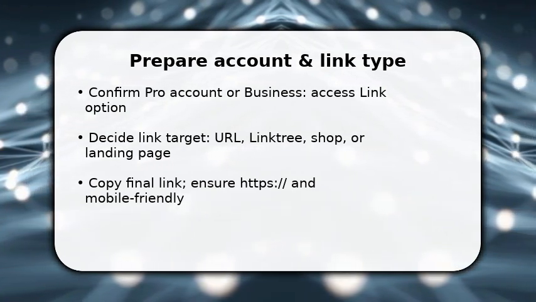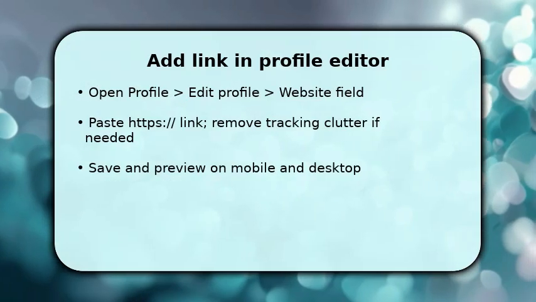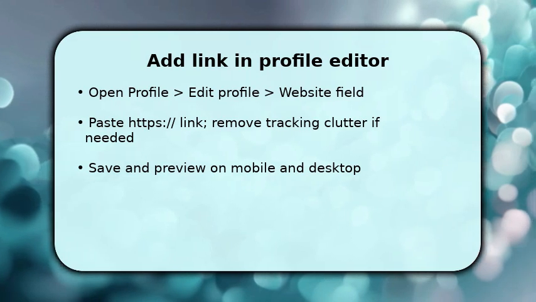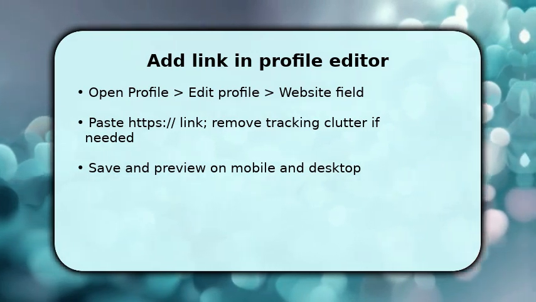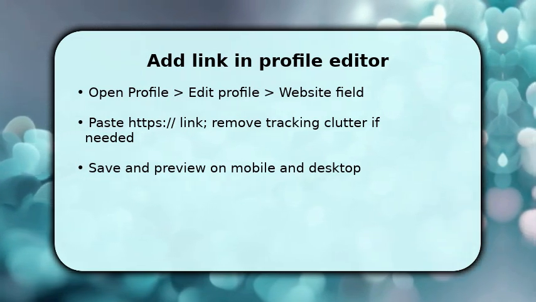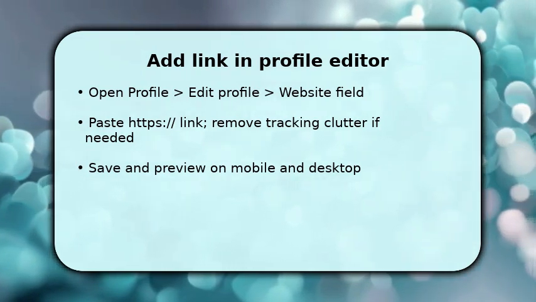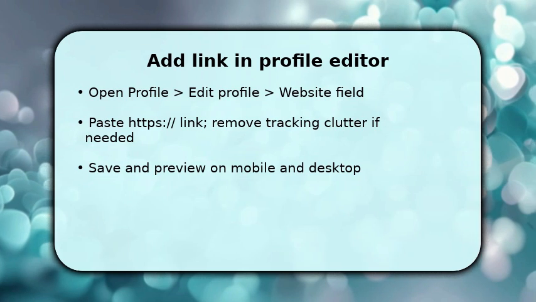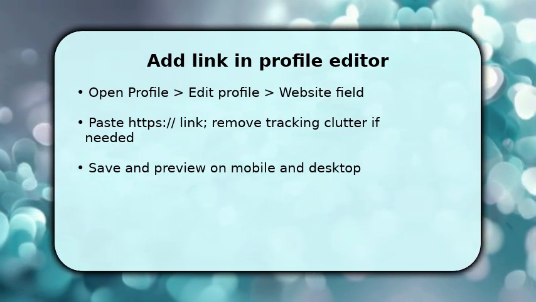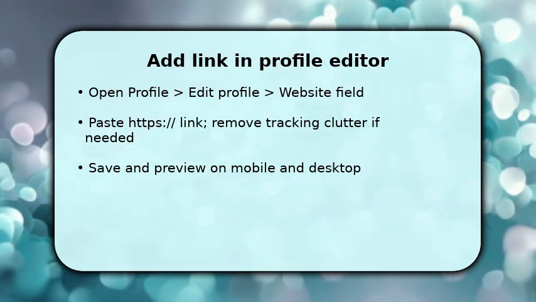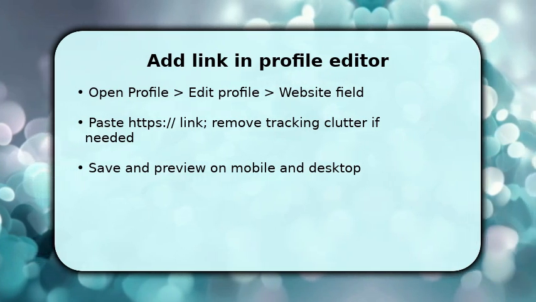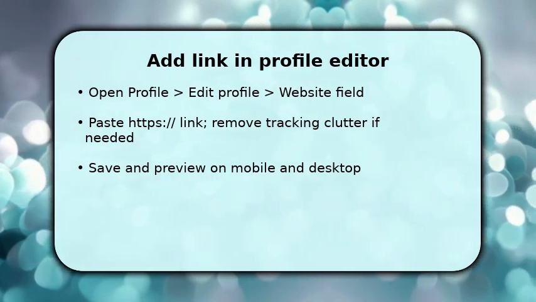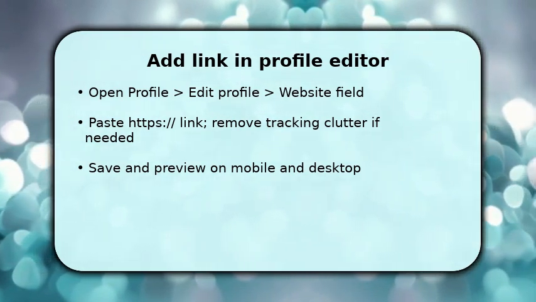Now open your TikTok profile and tap Edit Profile to reach the website field. Paste the clean https://link into that slot. Remove long tracking parameters or anchor fragments that can cause preview issues. Tap Save, then immediately preview the profile as a visitor to confirm the link is visible and tappable. If you use Linktree, confirm your Linktree page shows the intended buttons. Once you validate the destination loads correctly, you've completed the core update and can move to verification and promotion.